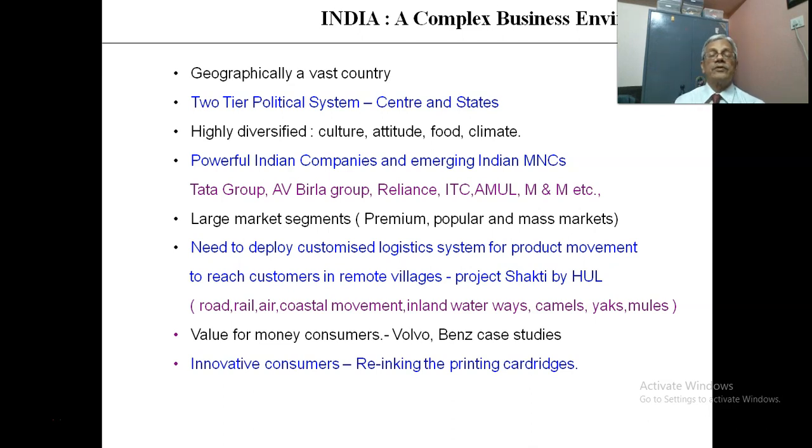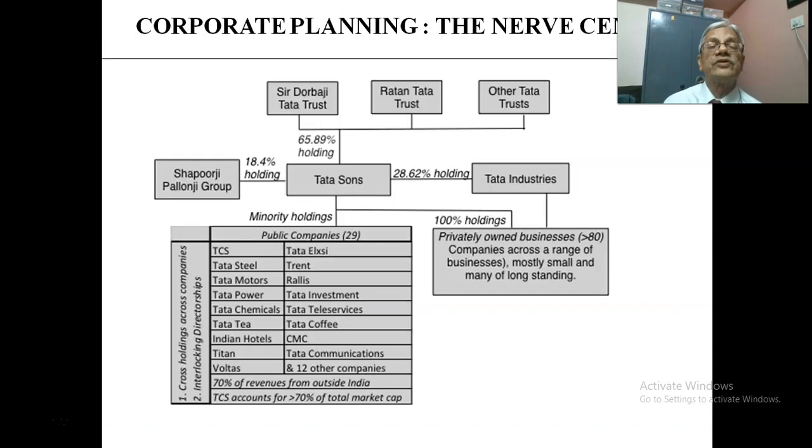One of the interesting examples I want to cite here is printing cartridges. Many of these printer companies earlier thought that by offering the printer at a very cheap price, they'd be able to create a large market for the consumers. But Indian consumers are, as I told you, very innovative, and re-inking is a big blow to some of the printer manufacturers. At a very fractional cost, people are able to re-ink the cartridges, so these companies have to really re-look into the entire strategy itself.